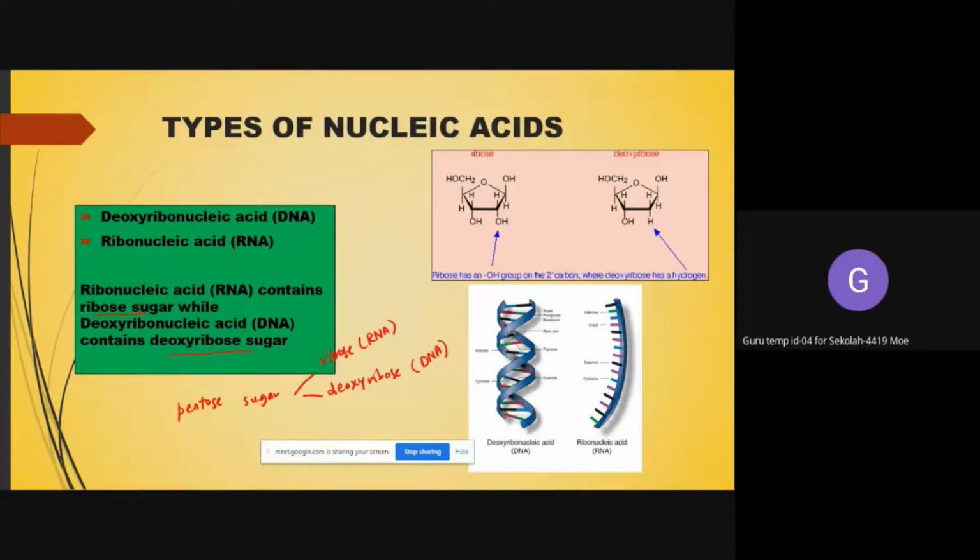DNA contain two polynucleotide chain, two polynucleotide chain, ada dua jenis polynucleotide chain. While RNA only consists one polynucleotide chain.